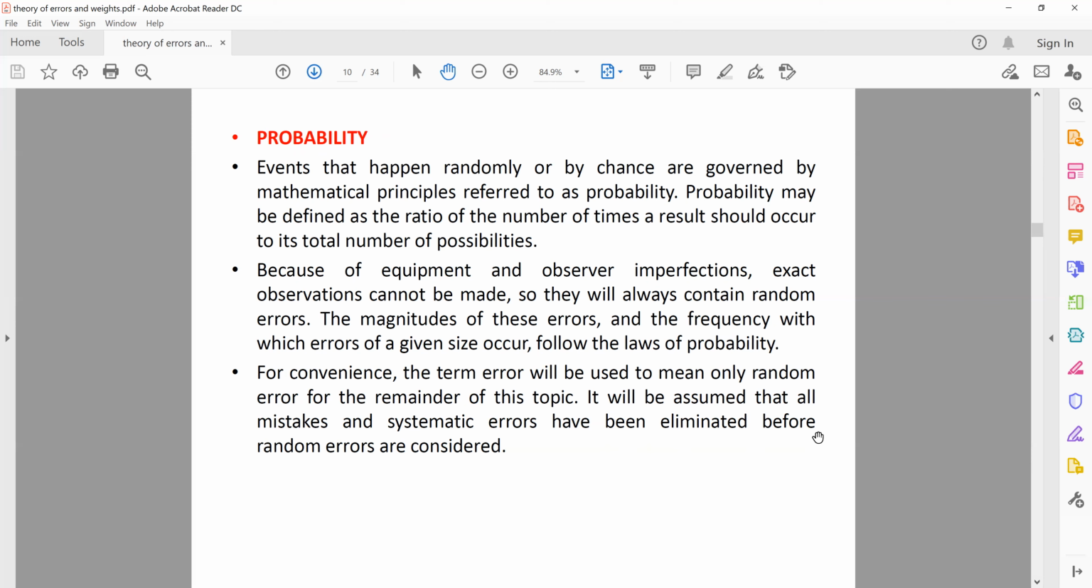So it says that because of equipment or observer imperfections, exact observations cannot be made. So they will always contain random errors. That's what we've discussed. And the magnitudes of these errors and the frequency with which an error of a given size occurs follow the law of probability. So this is where we are going to bring in our understanding of probability.